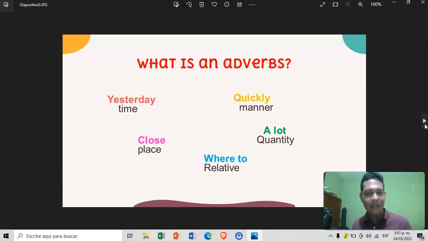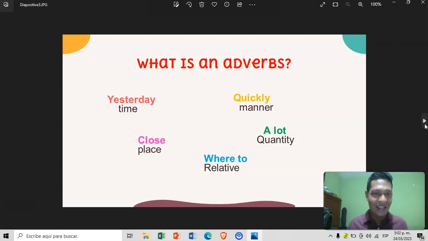And another type is relative, about place. For example, close. That is an adverb. Close, near, up, down, next to, in front, behind. That is another kind of adverb that we can use. For example, the smartphone is under this, I don't know, table. Maybe we can say that.